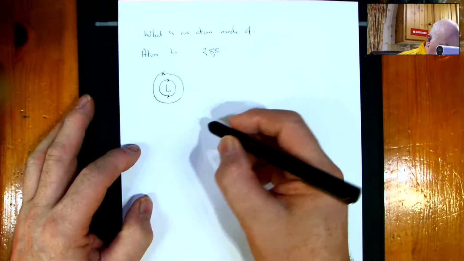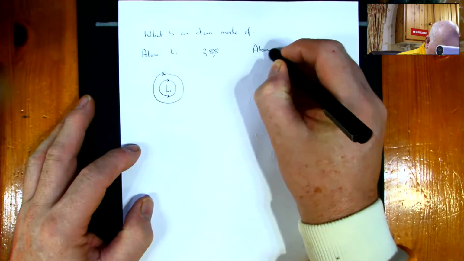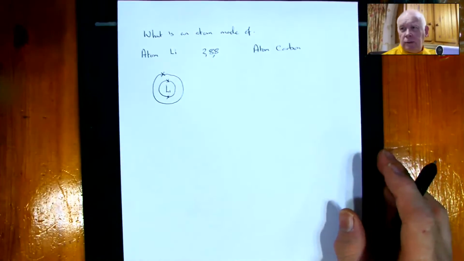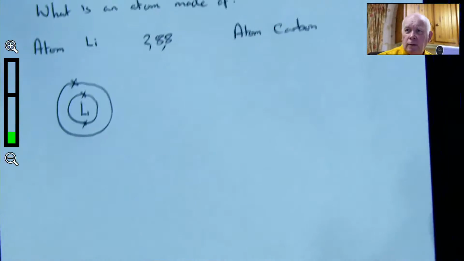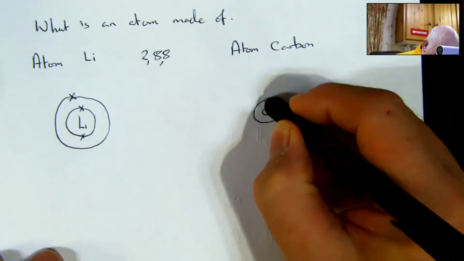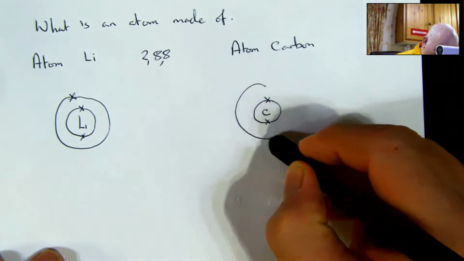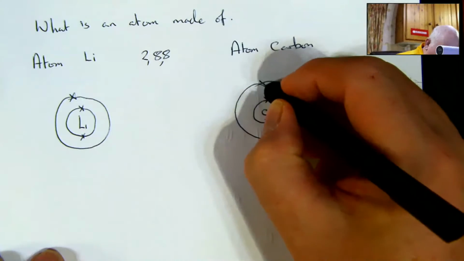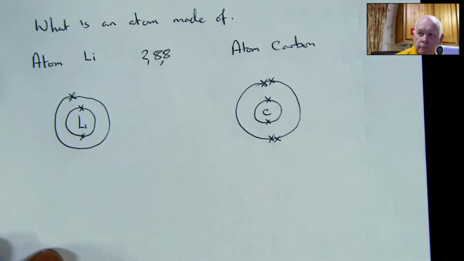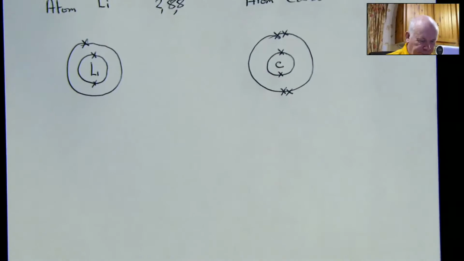Let's have a look at carbon. So I'm going to look for an atom of carbon. And looking at an atom of carbon, we can see that this has got 2 electrons in the inner shell, and I've got 4 electrons in the next shell. Unfortunately, circles aren't one of my best things to draw.